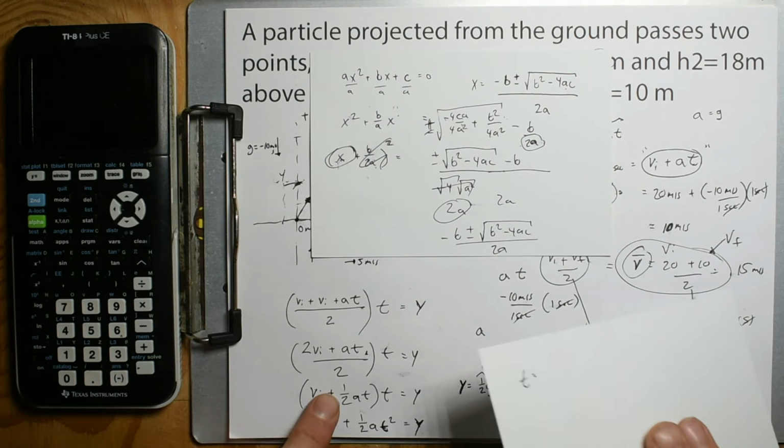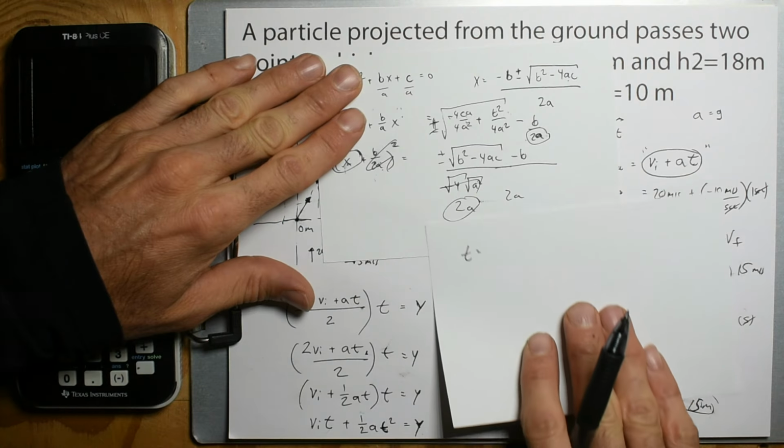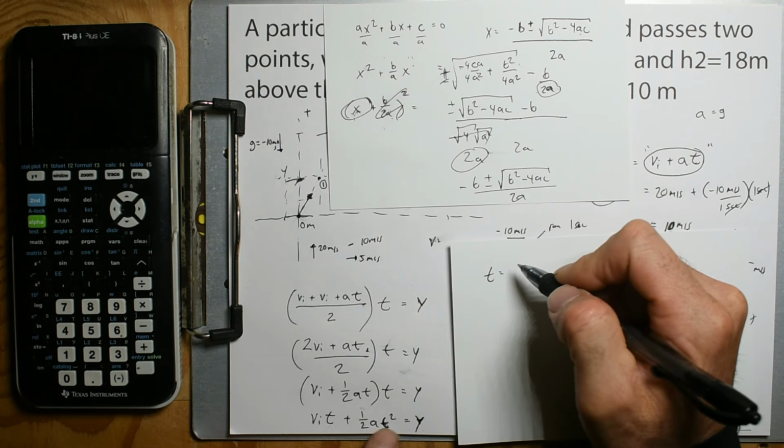But now we're at the point where we have an equation we're going to solve for t, and we don't want to use guess and check. So I'm going to say t is going to be this negative b component.